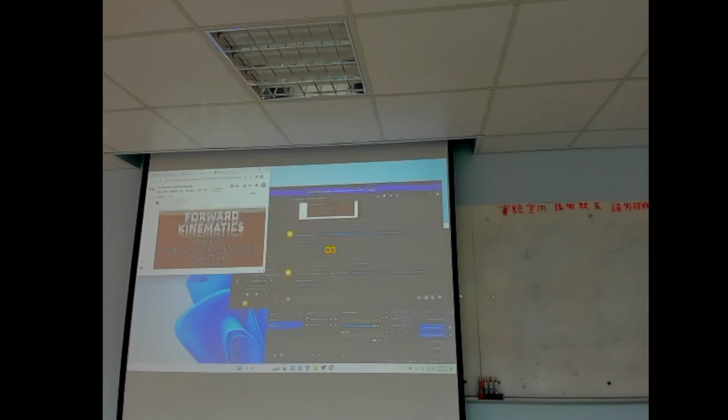So at the end of the class today, you want to be able to draw this kind of figure in 3D for this particular humanoid robot.